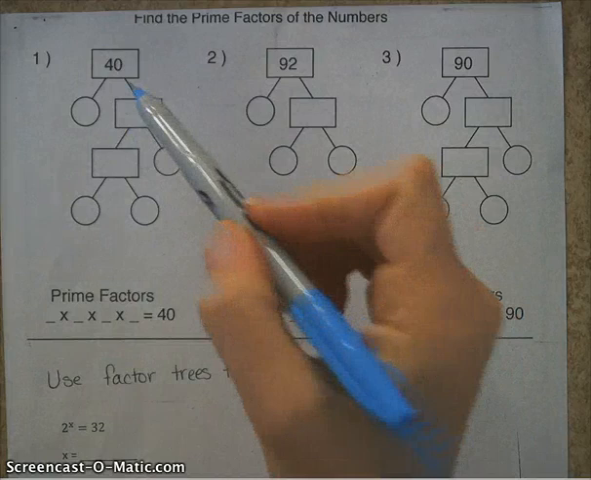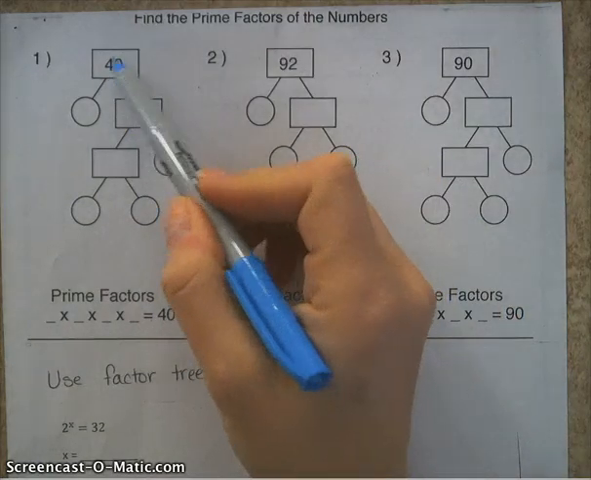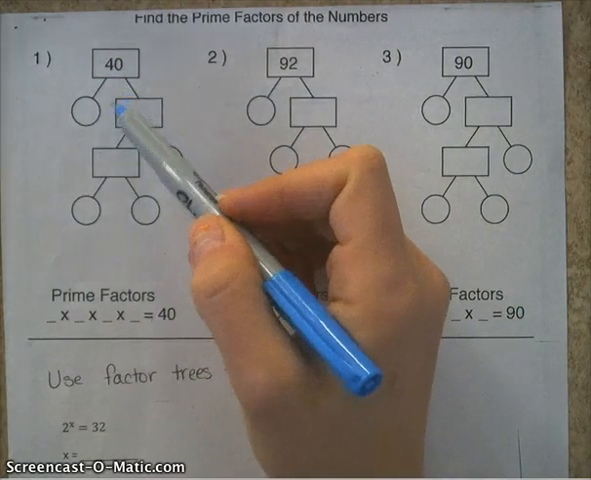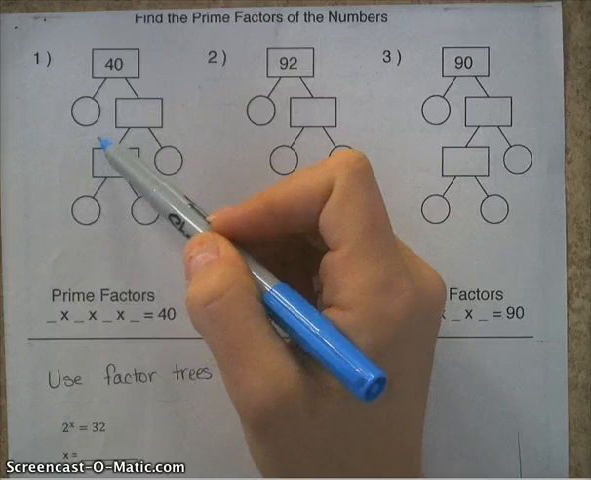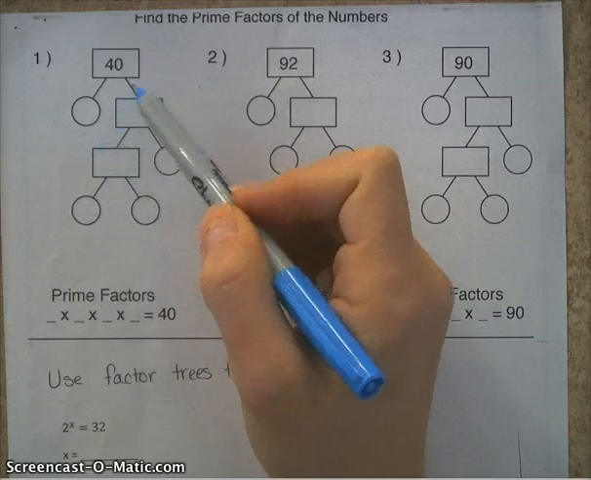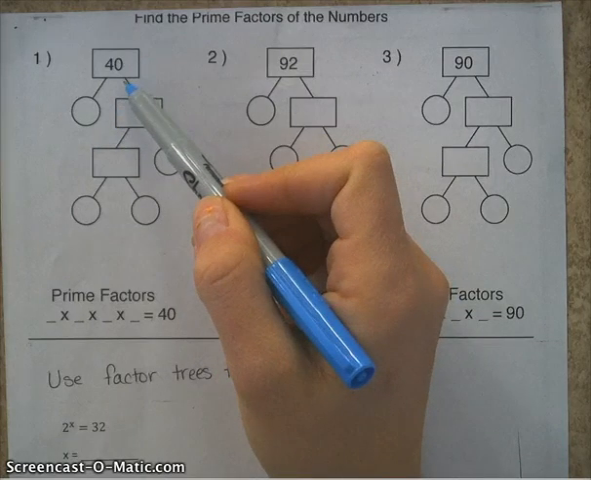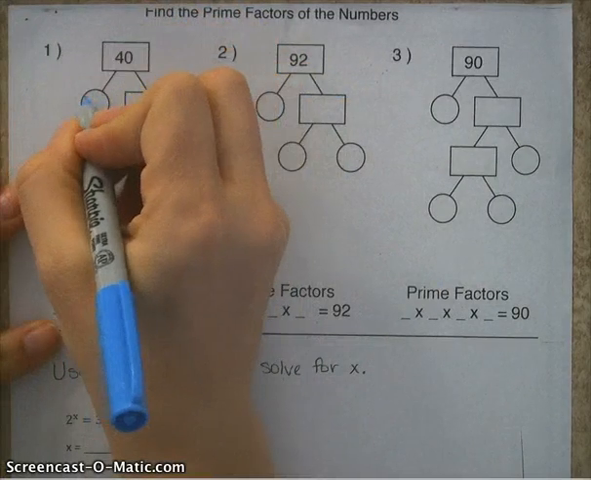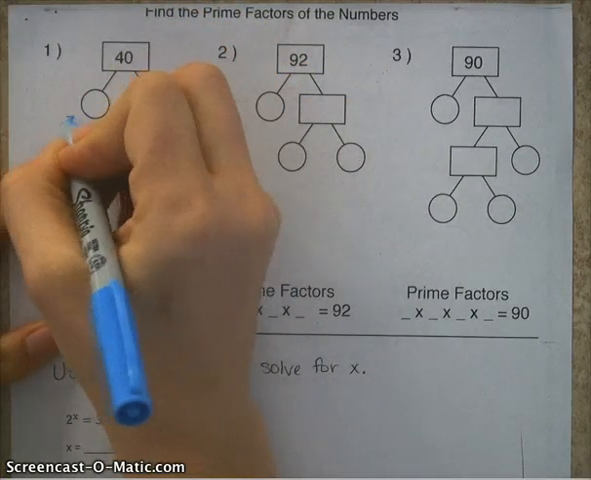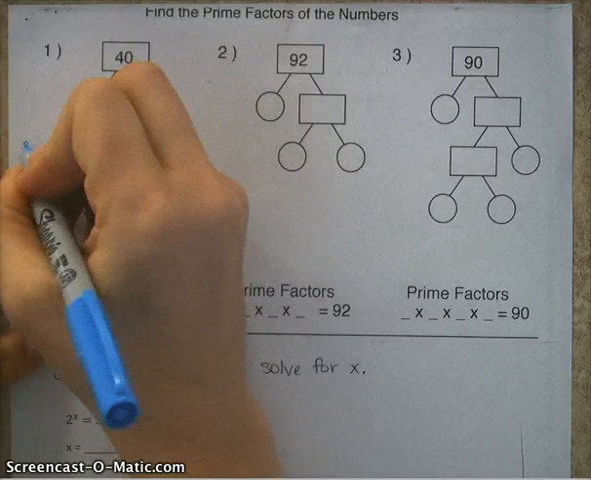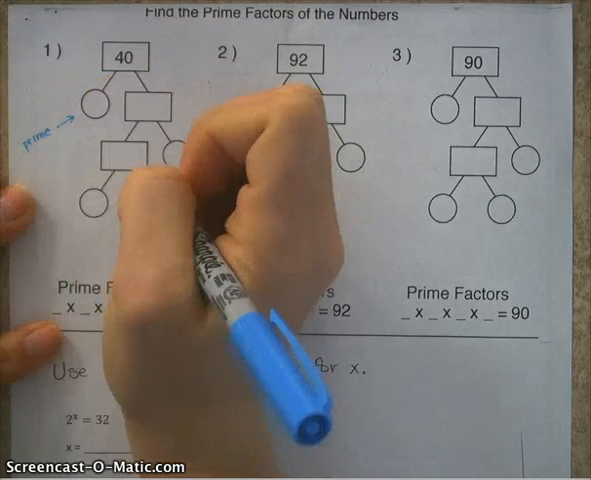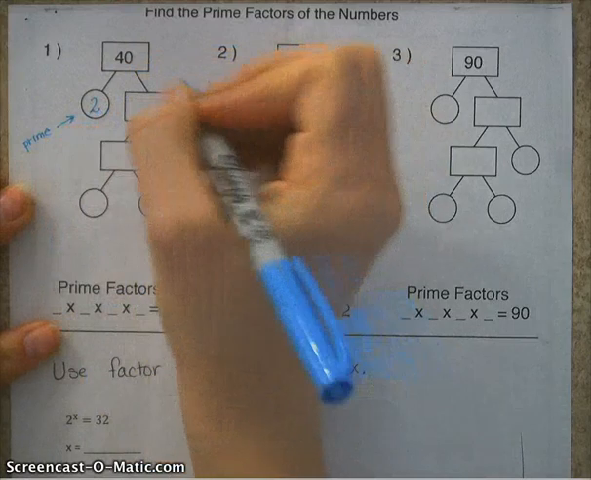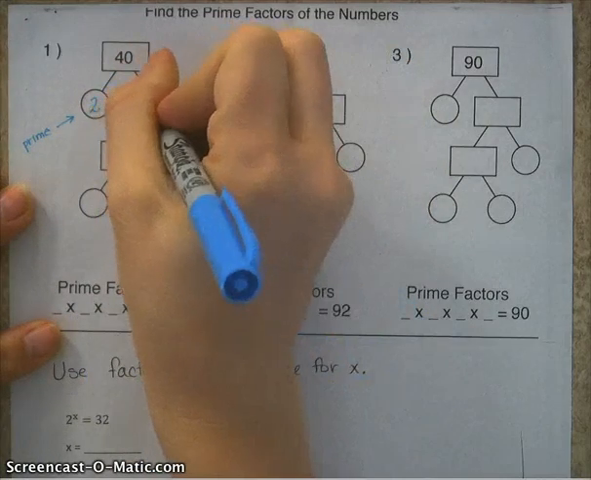So we're going to do number 1 together. So we've got our number 40. And the first thing we need to do is, what can we multiply to get to 40? Now, the way that I do it is I start with, if it's an even number, 2 is always going to be a factor. So I start with that. So I know 2, and since this is a circle, what the circle means is that that number is prime when you see that. So 2 is a prime number. So 2 times what? 2 times 20.